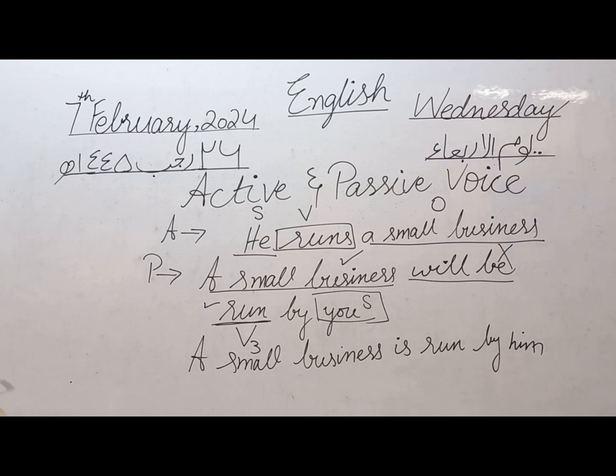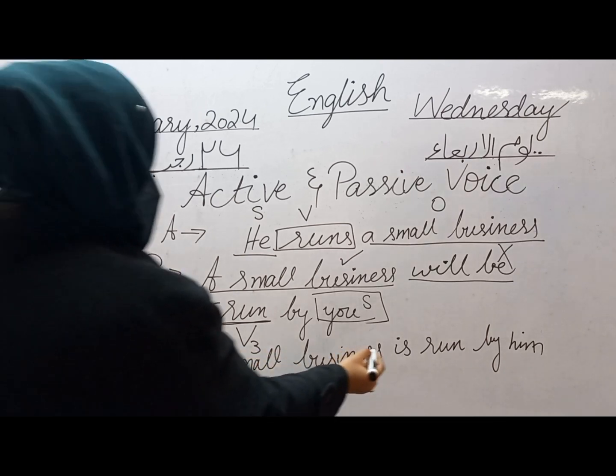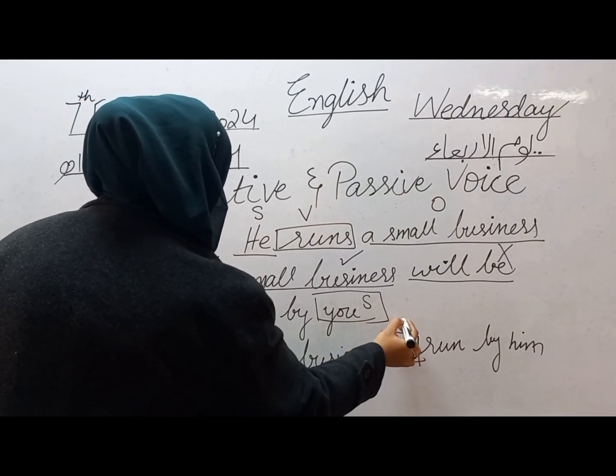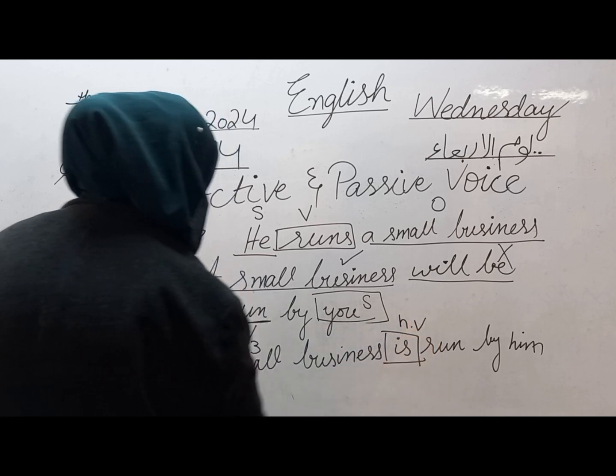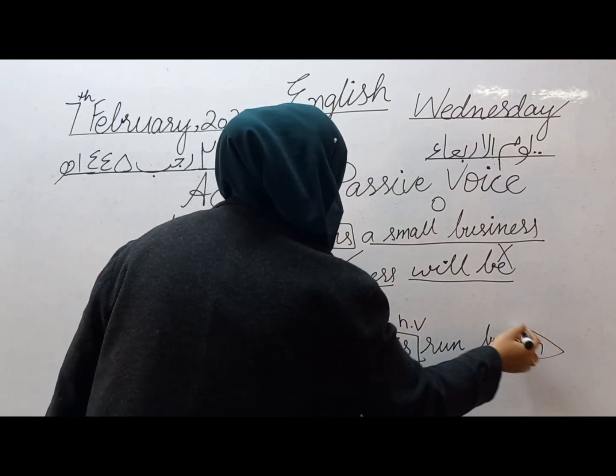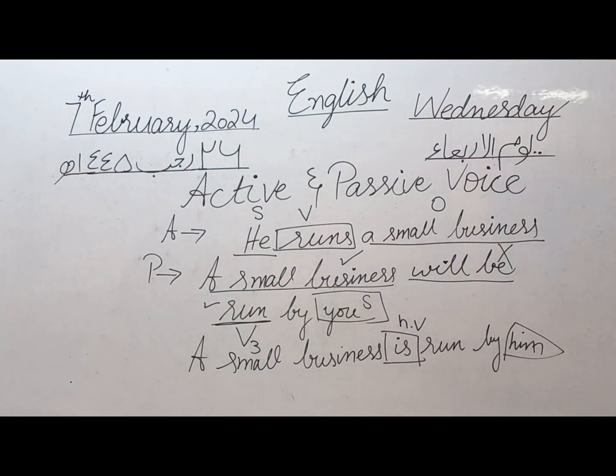A small business is run by him. Why is there the helping verb? Why will we use the helping verb "is" here? And why will this be changed into "him"?